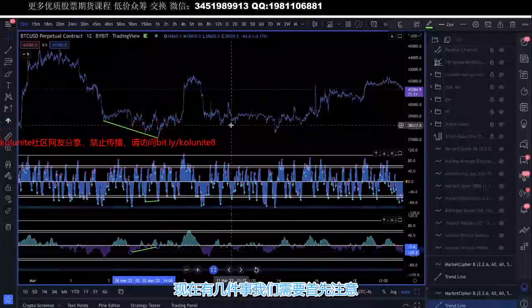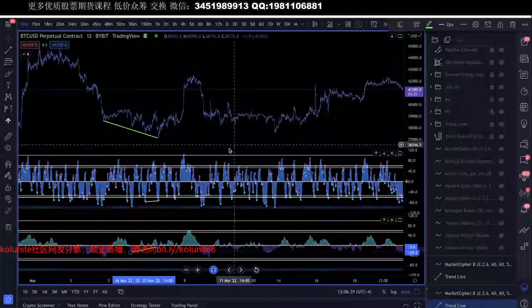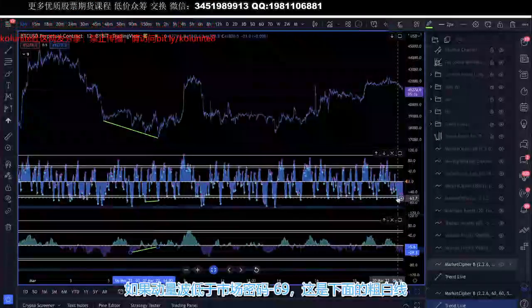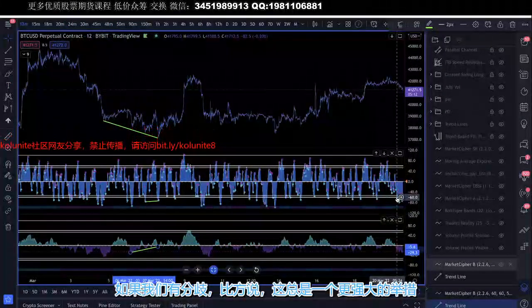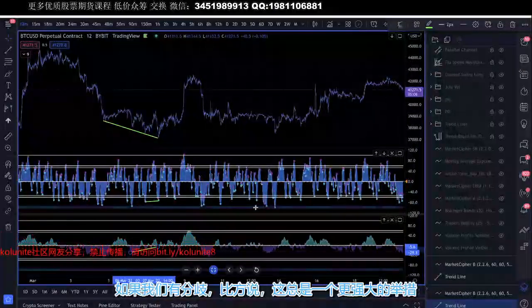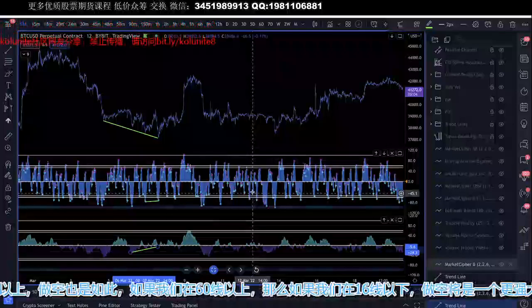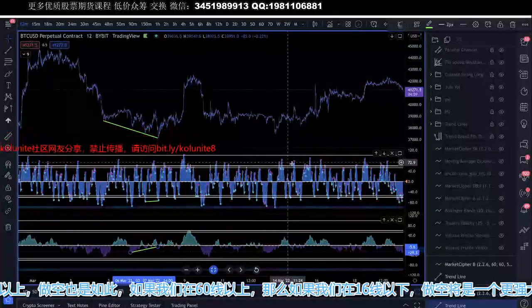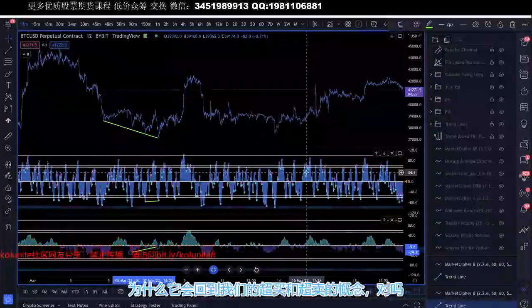Now, a few things we need to take note of. First, if the momentum waves come below the negative 60 line on Market Cipher B, this thick white line down here, that is always going to be a much more powerful move than if we have a divergence that is above that negative 60 line. And the same is true for shorting. If we're above the 60 line, it's going to be a much more powerful move than if we're below the 60 line. Why is that?